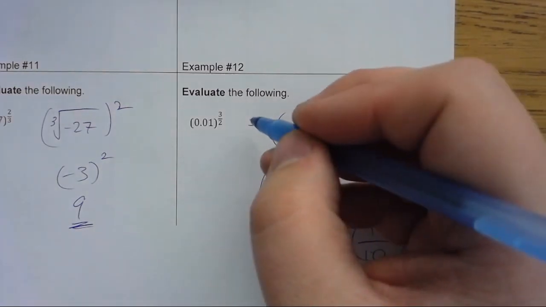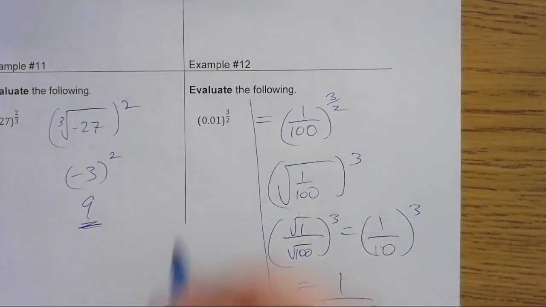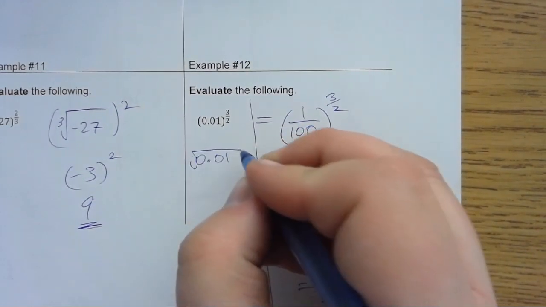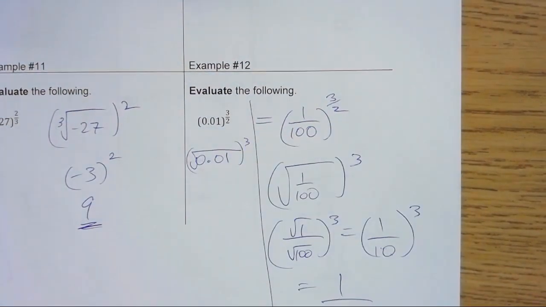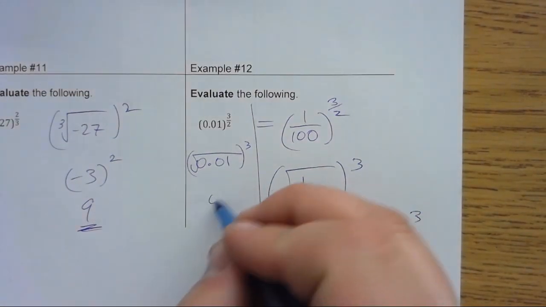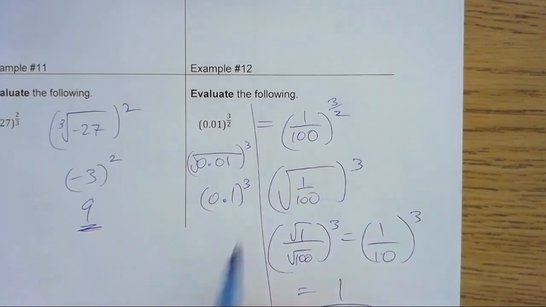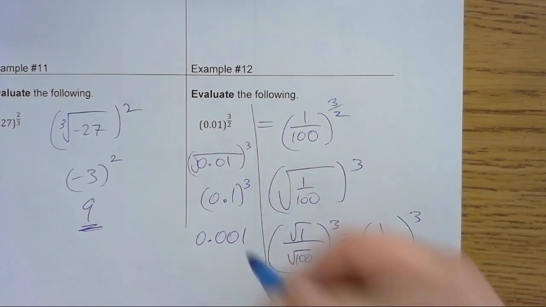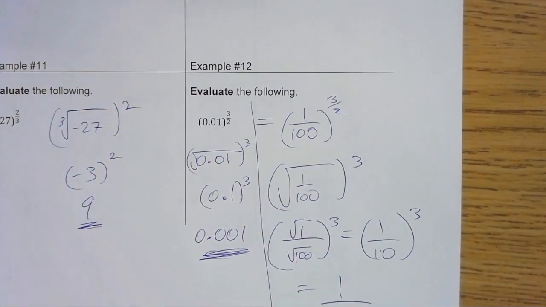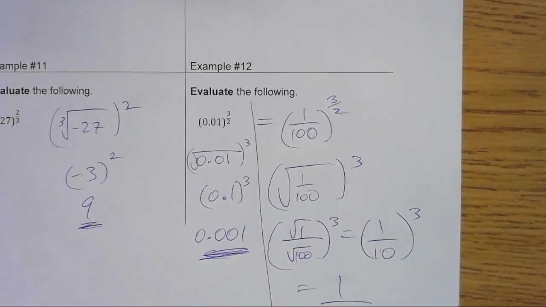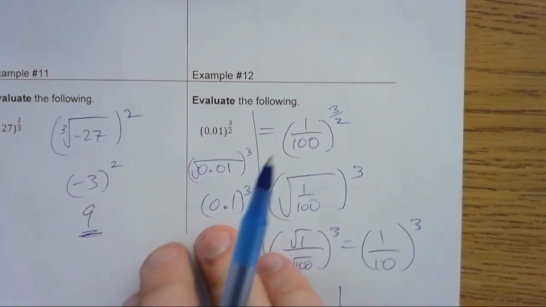But if you did want to work with the decimals, you could. This is, again, 0.01 square rooted, then cubed. What number times itself makes that? Well, it'd be 0.1. And then what's 0.1 times 0.1 times 0.1? 0.001. Same answer, both 1,000th. I don't really care which way you think about it. If they gave you decimals, you can give me a decimal answer. All right, so that was example 12.